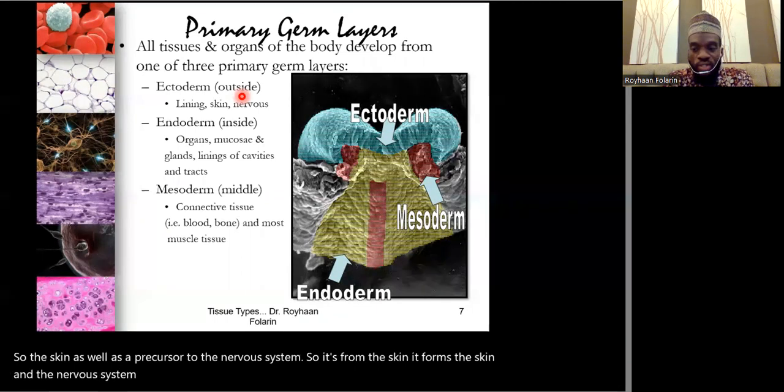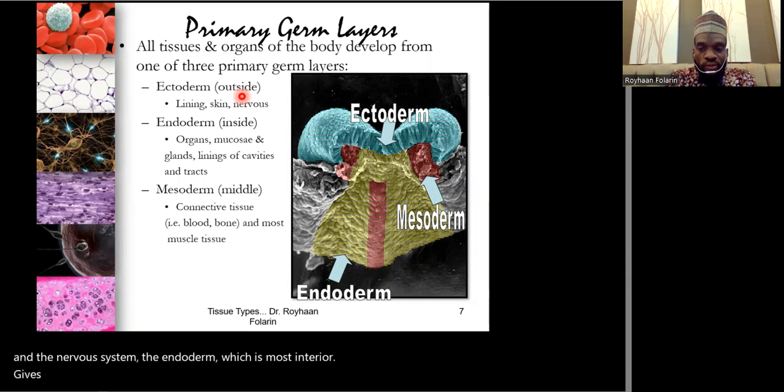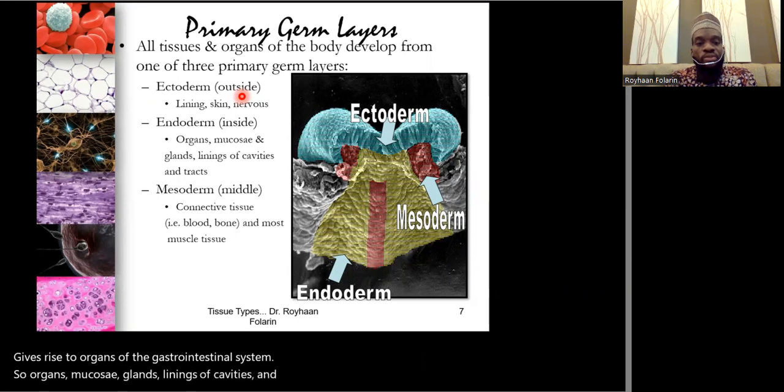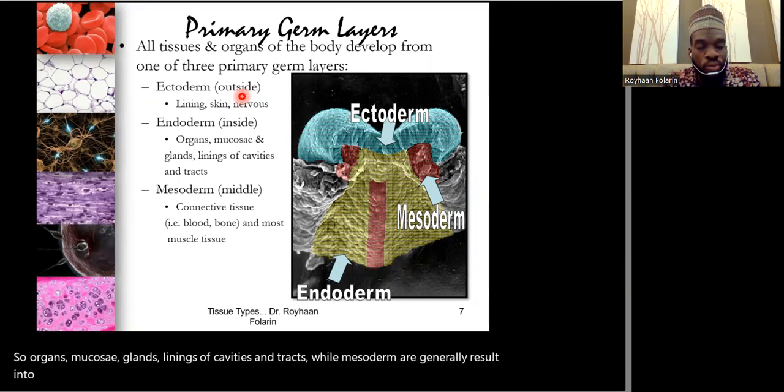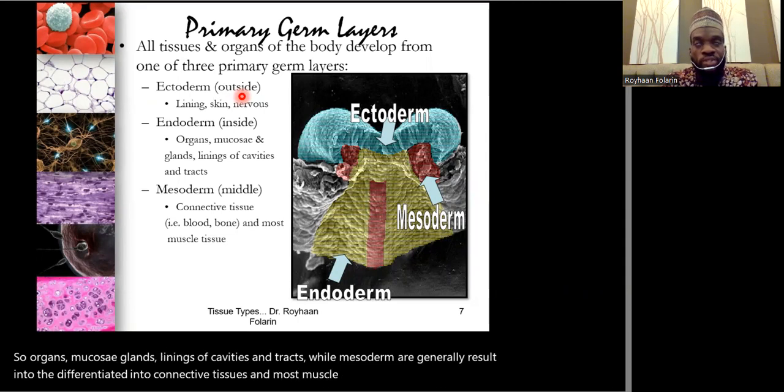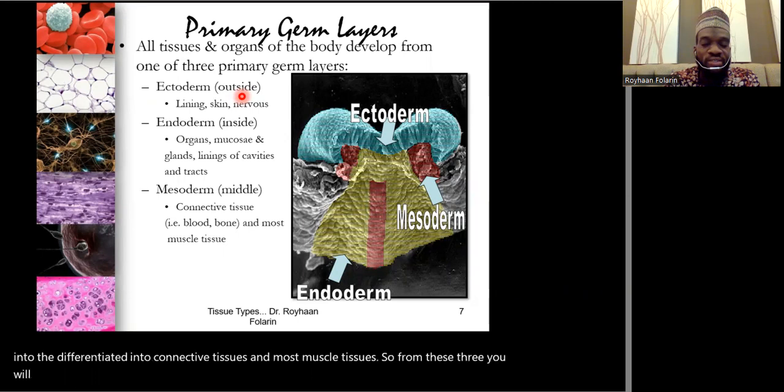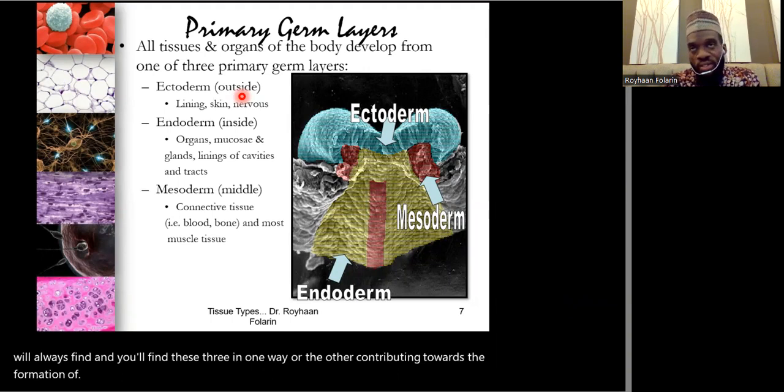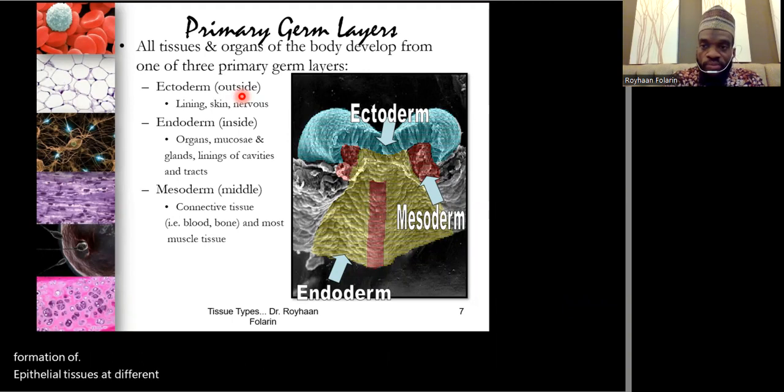The endoderm, which is most interior, gives rise to organs of the gastrointestinal system: organs, mucosae, glands, linings of cavities and tracts, while mesoderm generally differentiates into connective tissues and most muscle tissues. So you'll find these three in one way or the other contributing towards the formation of epithelial tissues at different parts of the body.